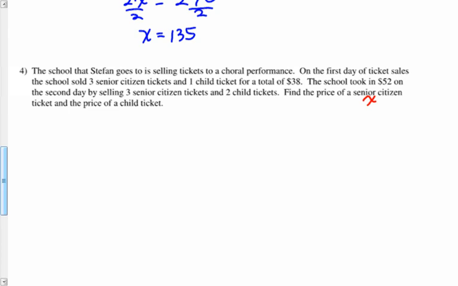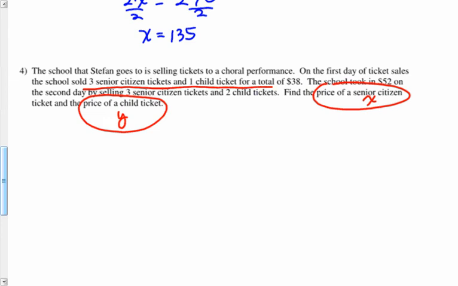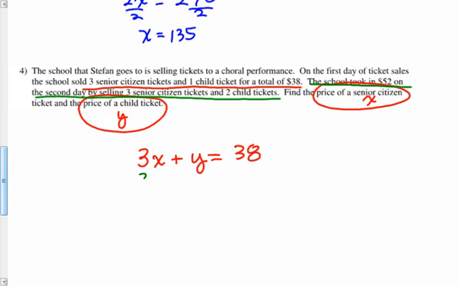Let's let x be the price of a senior citizen ticket and y be the price of a child ticket. All right? And then we can write an equation. They sold 3 senior citizen tickets and 1 child ticket for $38. That would be 3x plus y is equal to 38. And then the other equation is $52 for 3 senior citizen tickets and 2 child tickets.